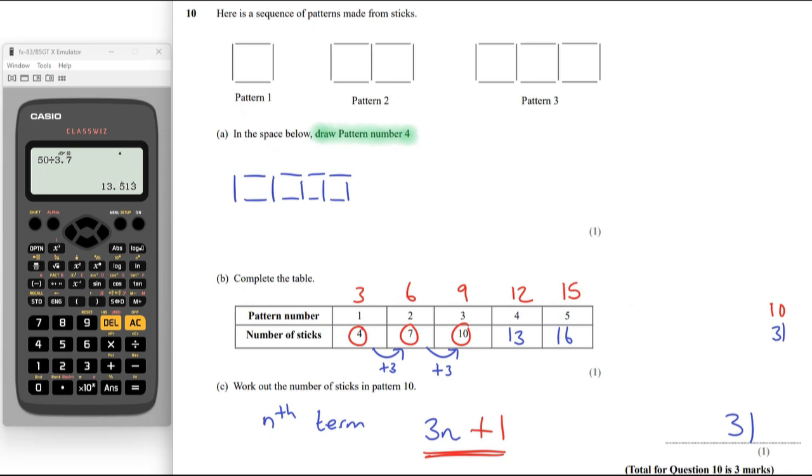You could just do it by brute force and just work out the number of sticks in pattern 6, 7, 8, 9, and then until you get to 10. And you can see we're adding 3 each time. So it would be 19, 22, 25, 28, and then obviously 31. So you would get the right number. But I think this way is much more elegant. And if it said work out the number of sticks in pattern number 270, obviously doing it like this would be a bit silly, and you'll be able to get the answer a lot quicker by using the nth term.